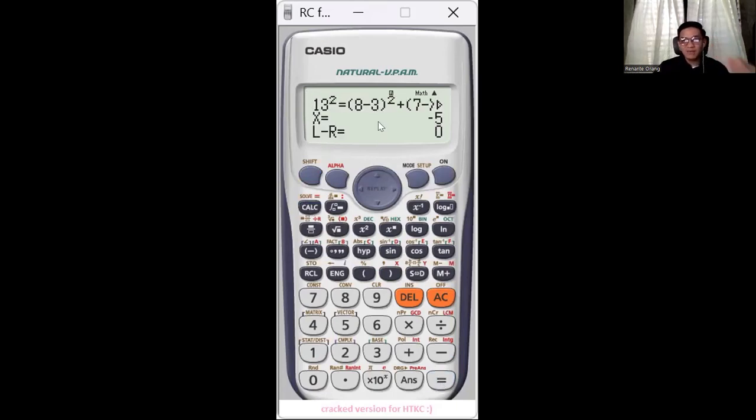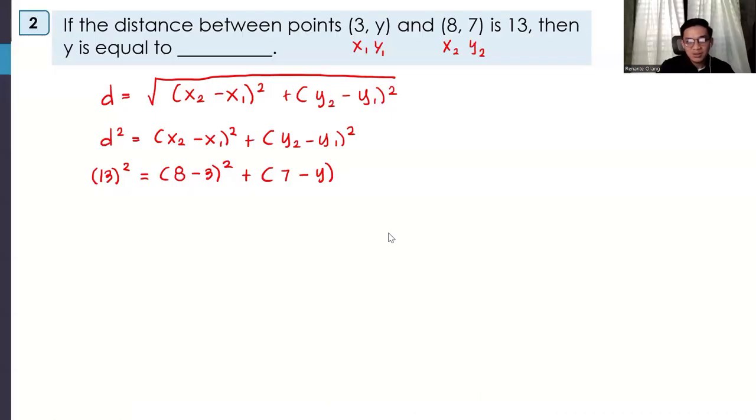Ayan, binigyan tayo ng answer. We have -5. Of course, we can't settle on a negative answer only, so let's shift solve again. Input any positive number; in this case, I will input 100. Equals. Ayan, we are given a positive answer, that is 19. Kasi dalawa yung ating answer dito, no? Y is -5 and y is 19. Therefore, both of them are valid answers.